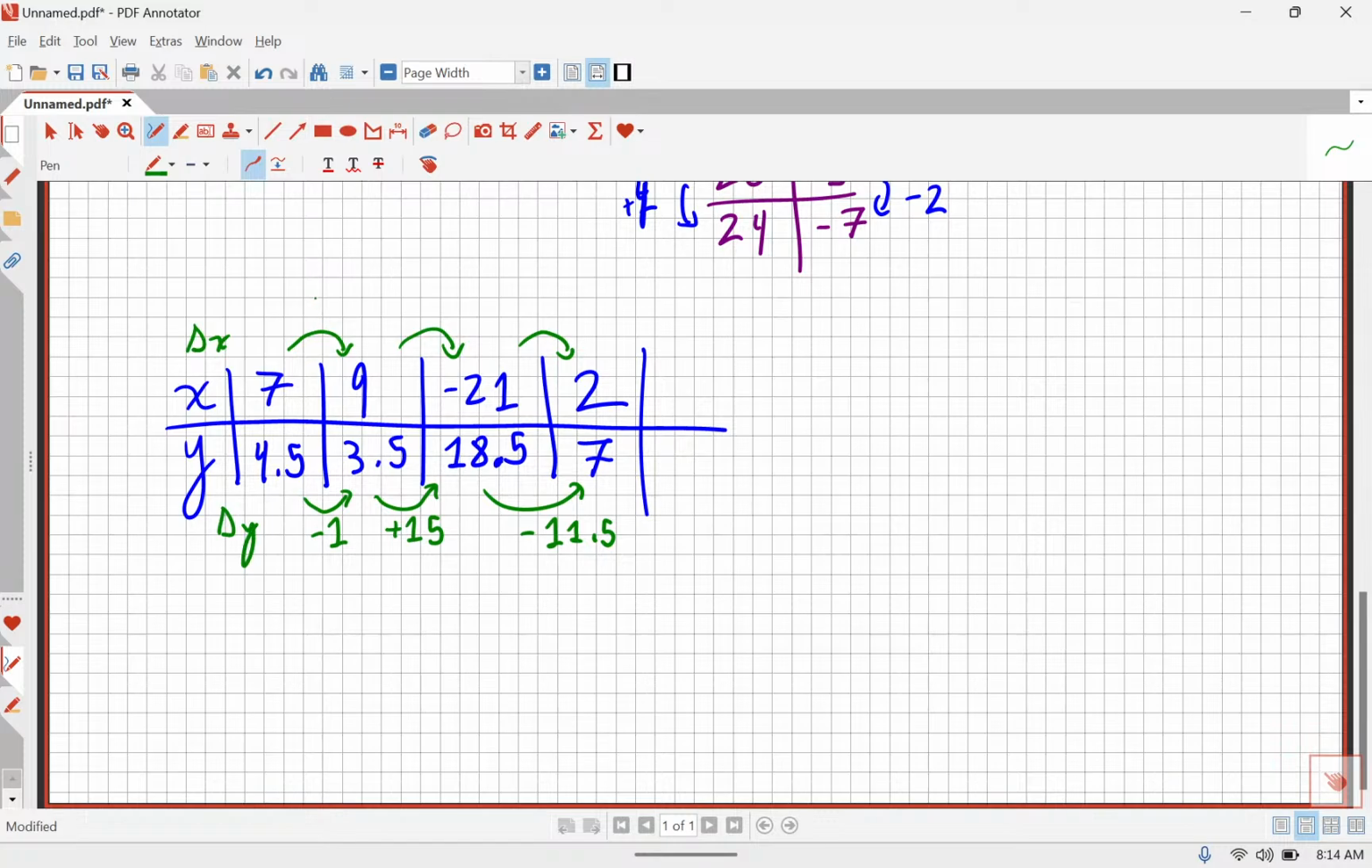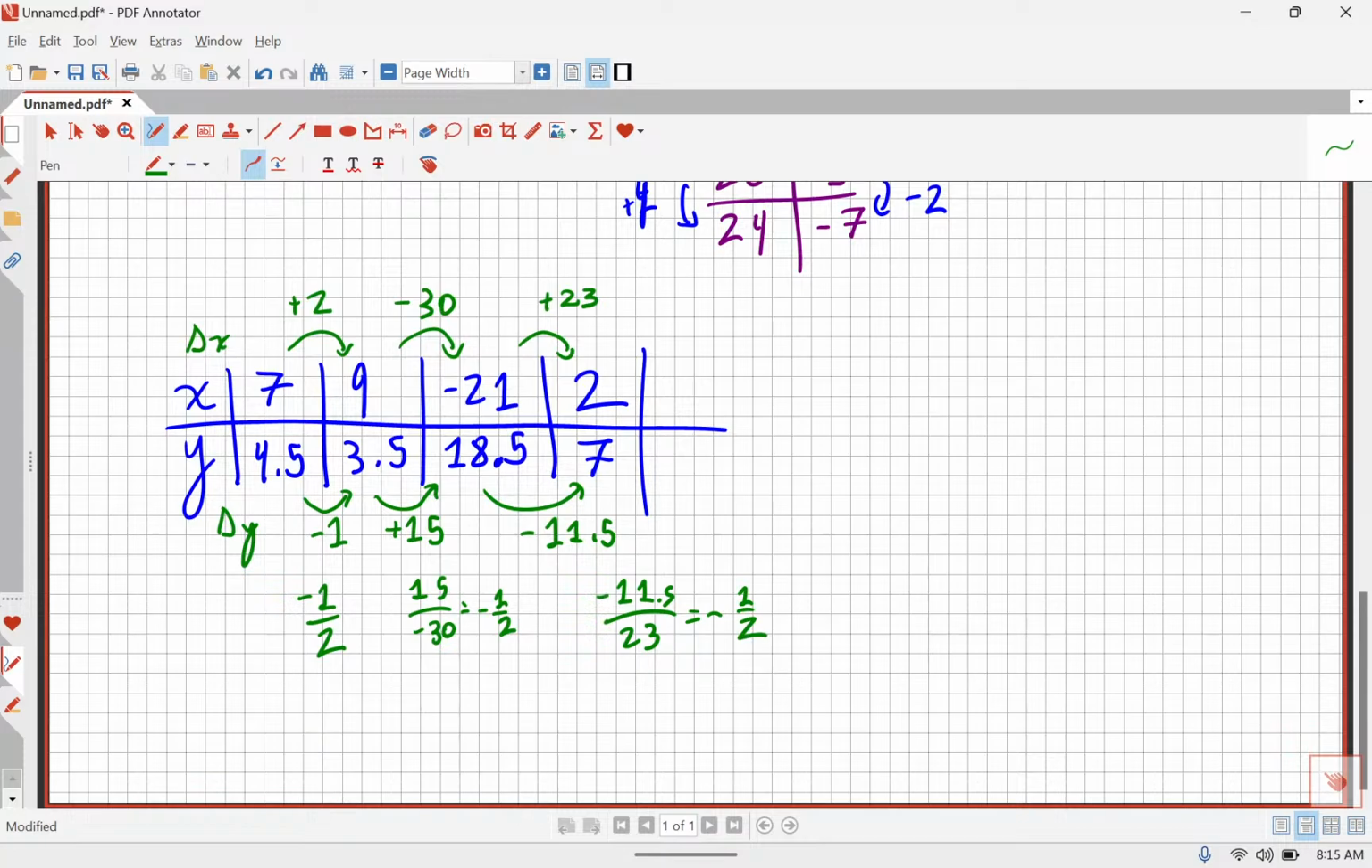7 to 9, how much does that change? An increase of 2. 9 to negative 21, a decrease of 30. And then negative 21 to 2? An increase of 23. So now we're going to check if the change in y over change in x fraction is the same every time. That would be negative 1 over 2, which is negative a half. That would be 15 over negative 30. Does that reduce to negative a half? Yes. And then negative 11.5 over 23. If you pop that into your calculator, guys, you'll see it's negative 0.5, which is negative 1 half.